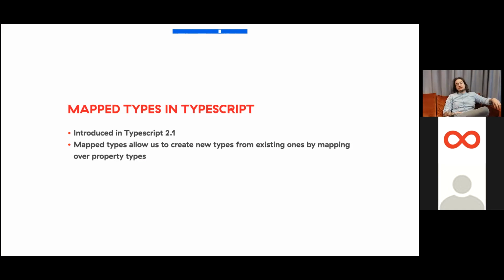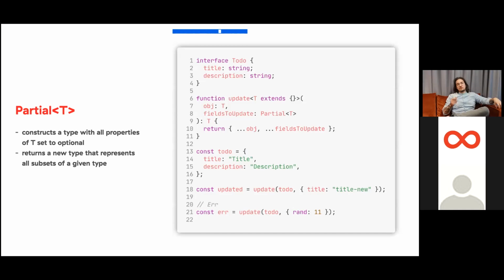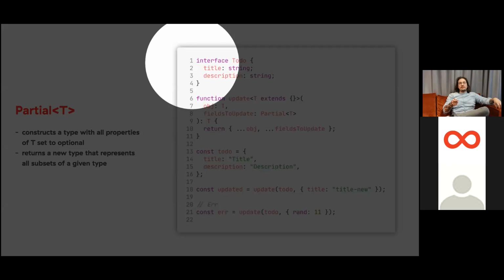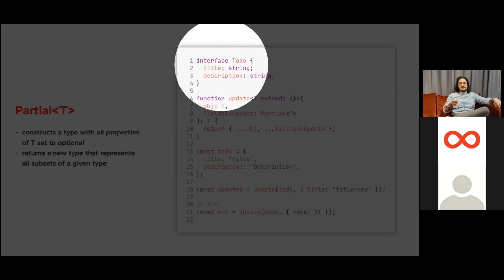So first we'll start with mapped utility types. They were introduced in TypeScript 2.1, and they basically allow us to create new types from existing ones by mapping over property types. That doesn't mean much, so we'll go over specific examples. First up, we have Partial. Now imagine we have a Todo interface, which has the title and the description property typed as string.